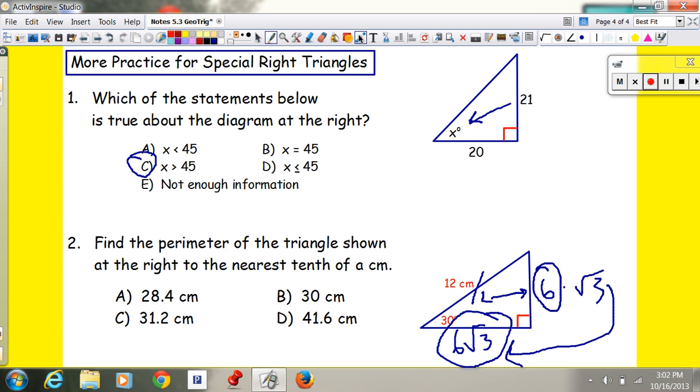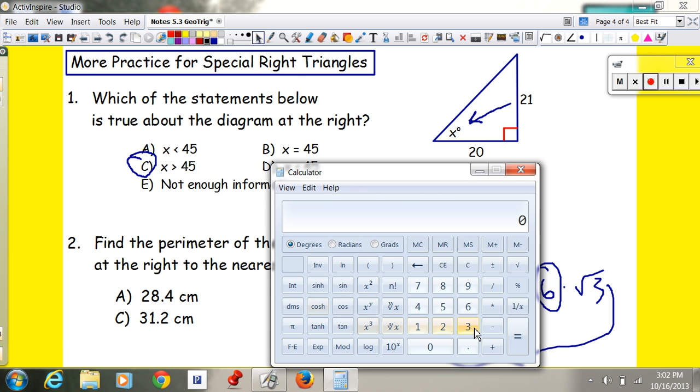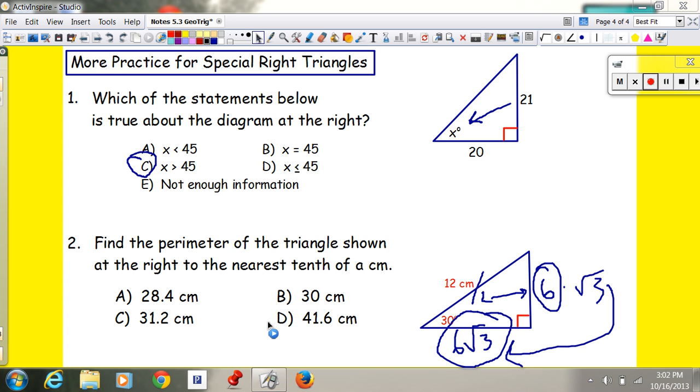Let's find out what 6 radical 3 is really quick. Let's use our calculator. We need to find out radical 3, so 3 square root times it by 6 equals, and then you're going to add a 6 and you're going to add a 12. And you're going to get 28.4 when you round it off. So 28.4 there, letter A, is your perimeter.